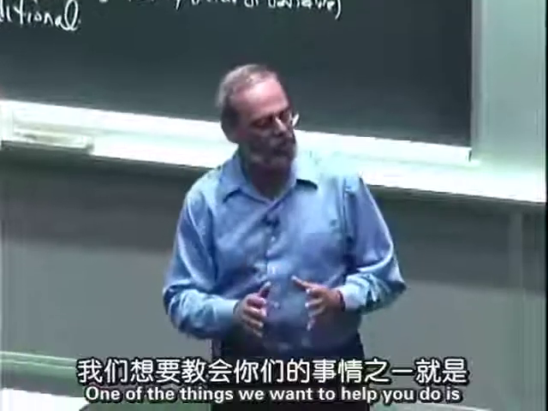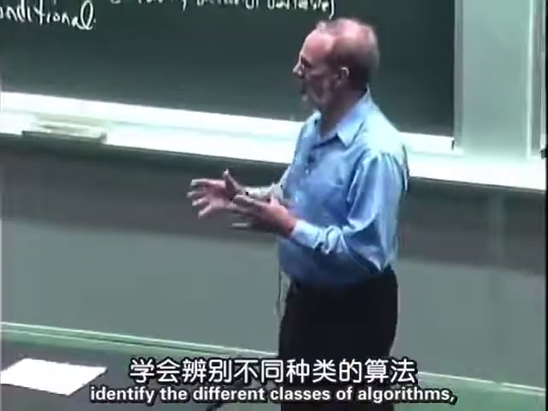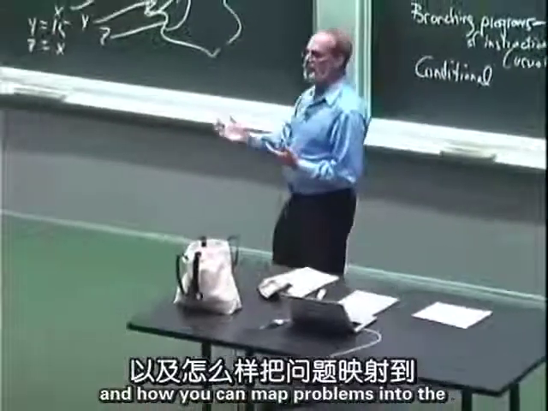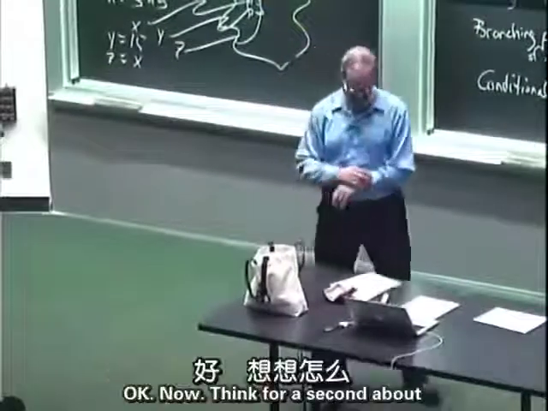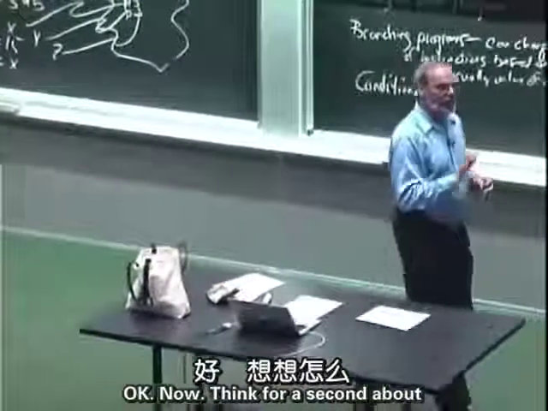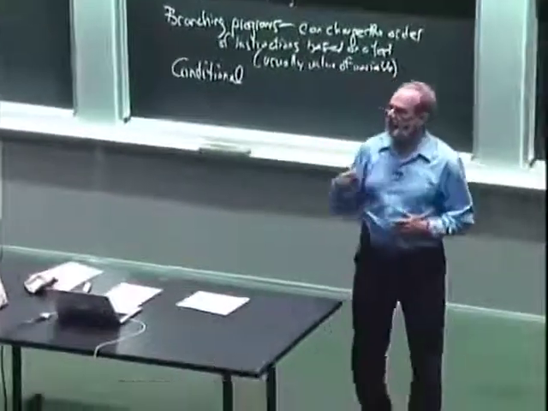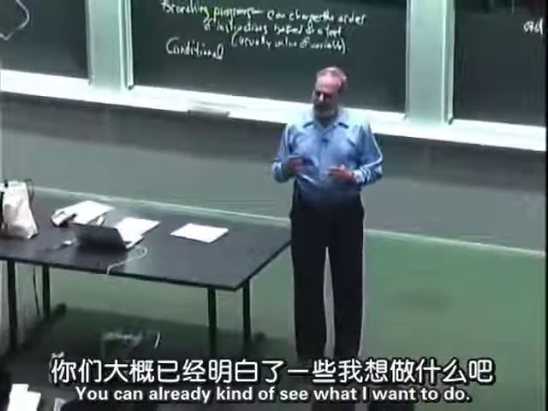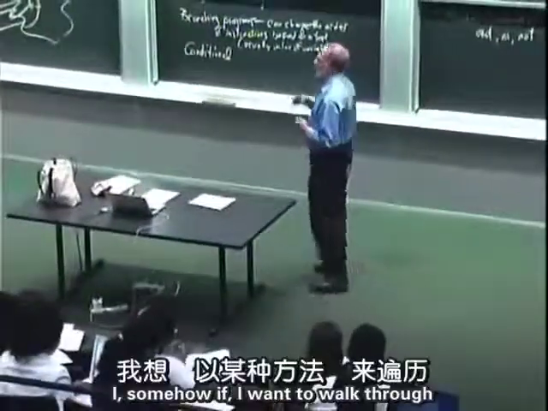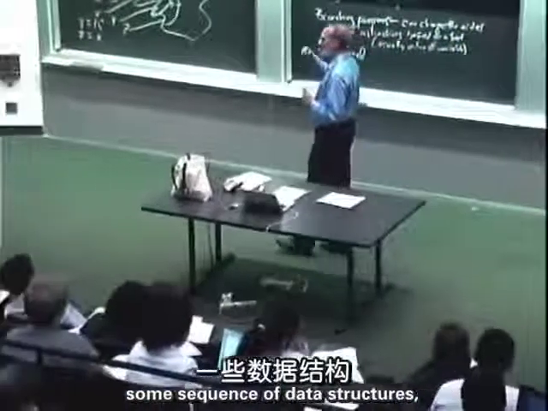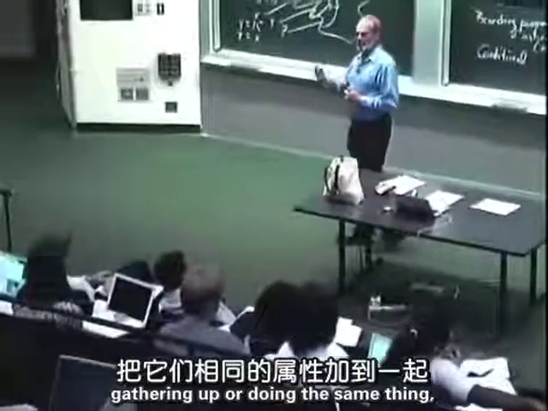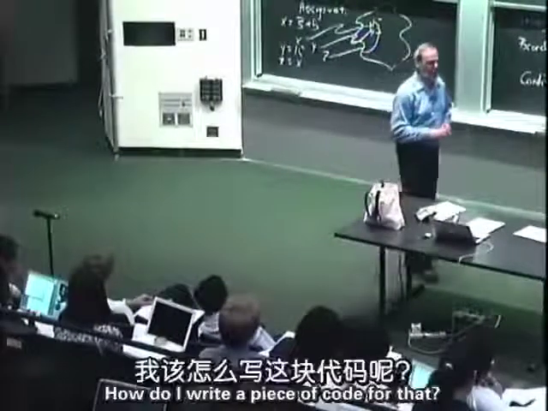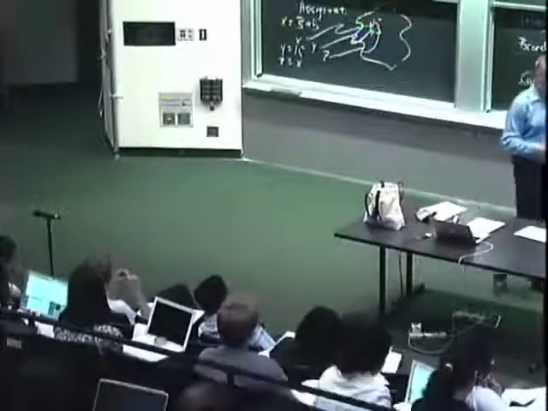One of the things we want to help you do is identify the different classes of algorithms, what their costs are, and how you can map problems into the most efficient class to do the computation. Okay? Now, think for a second about computing the average age of the faculty. You can already kind of see what I want to do. I want to walk through some sequence of data structures, gathering up or doing the same thing, adding ages in until I get a total age and I divide by the number of faculty. How do I write a piece of code for that?